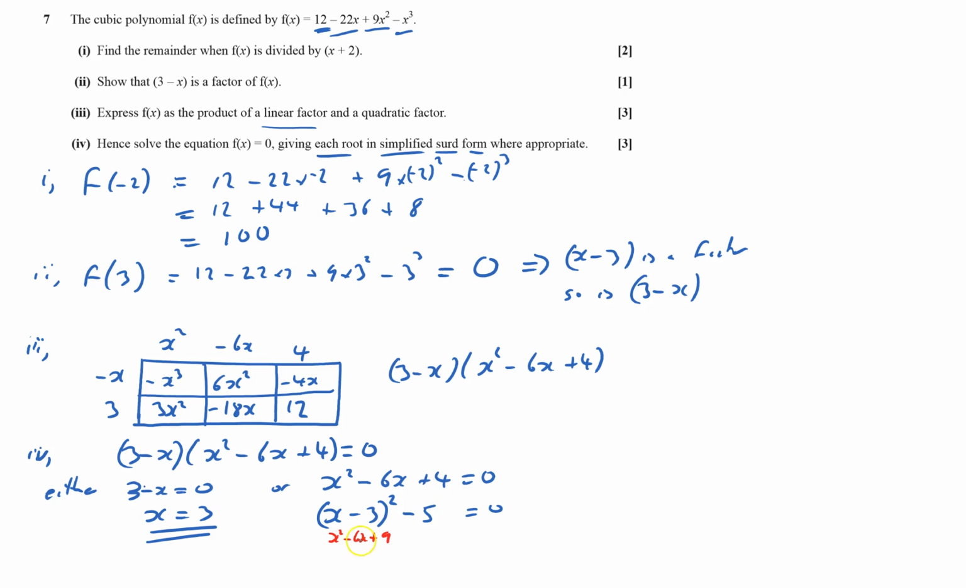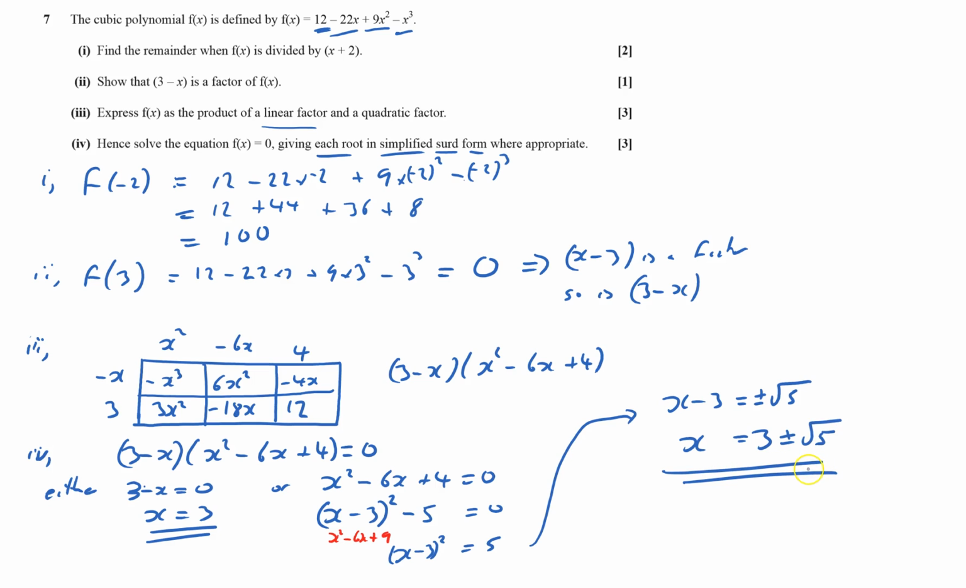Now I just have to solve that. Add 5 to both sides. That gives me x minus 3 squared equals 5. I don't want squares, so get rid of that to start off with. I'm going to take the square root, and so I'm going to get x minus 3 equals the square root of 5, but don't forget it's plus or minus the square root of 5. And then I want to add 3 to both sides to get 3 plus or minus the square root of 5. That's two of the roots. That's the other one here. So I've solved it. I've got 3 roots and it's a cubic. That looks good. And that's question 7 done.